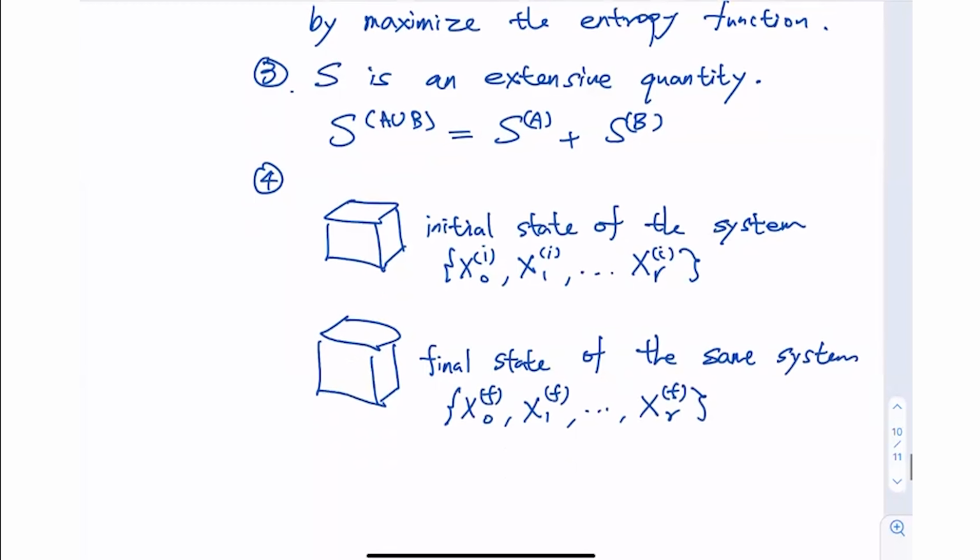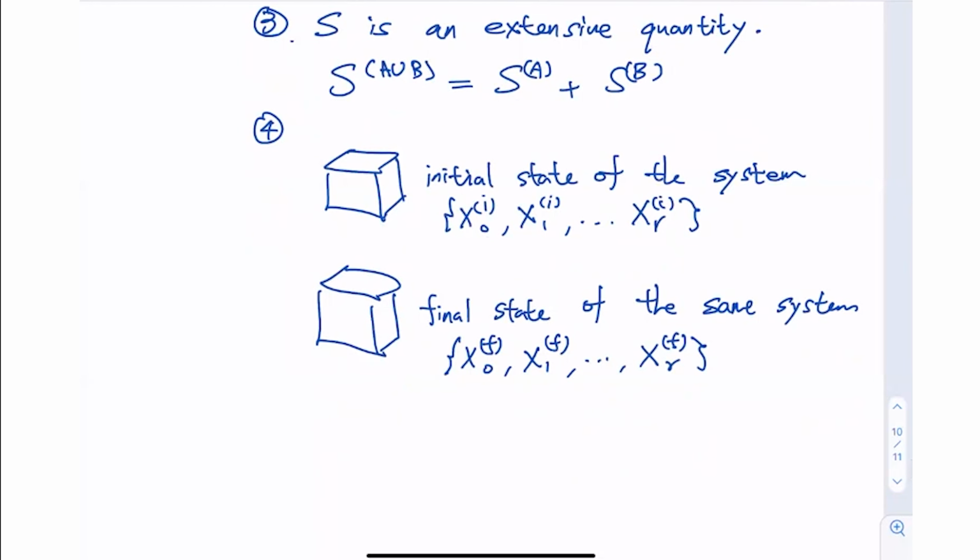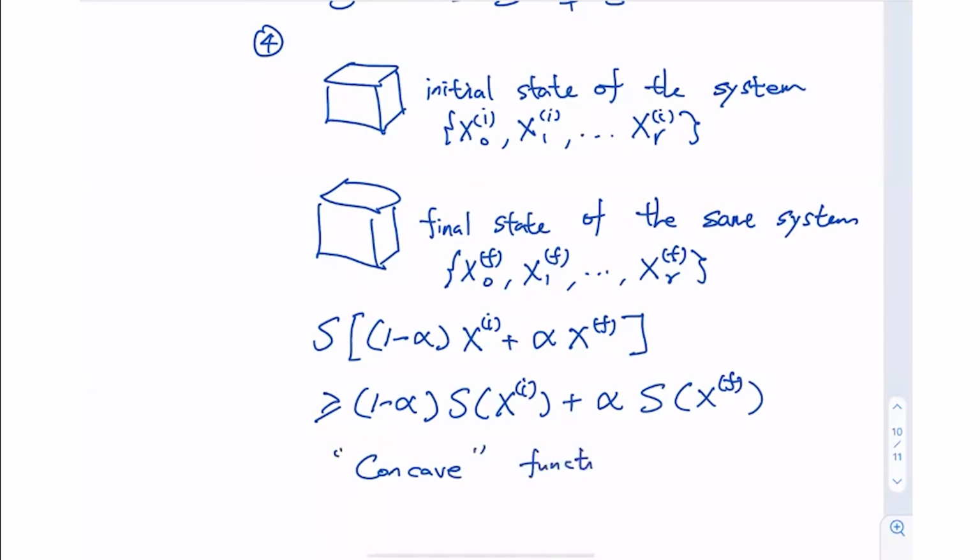So the entropy function, since it is a function of these extensive variables, actually has this special property. That's what we call the concave property. Let me just write down the mathematical description of that. Entropy is a concave function of the extensive variables.